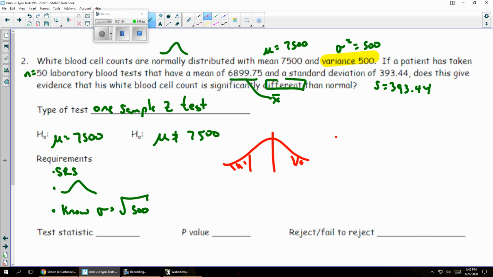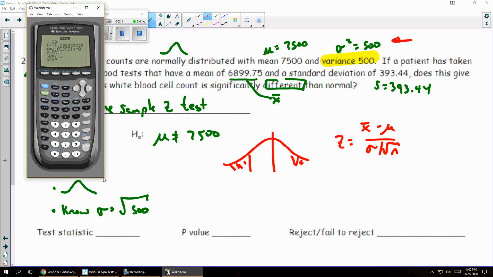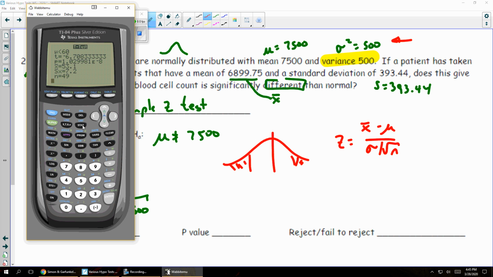I don't have degrees of freedom, but my z is x bar minus mu over sigma divided by the square root of n. The catch, and the big thing to notice, is that the variance was 500. So when I plug this into my calculator, I'm going to do a z-test with the stats, because I don't have the individual values. The mean was 7,500. This is the square root of 500.